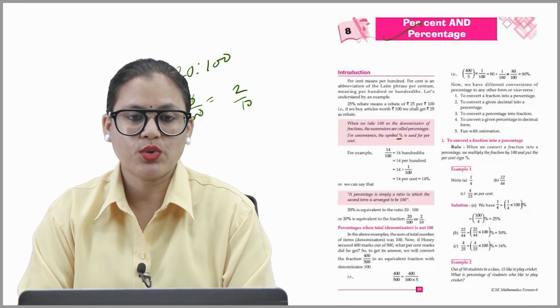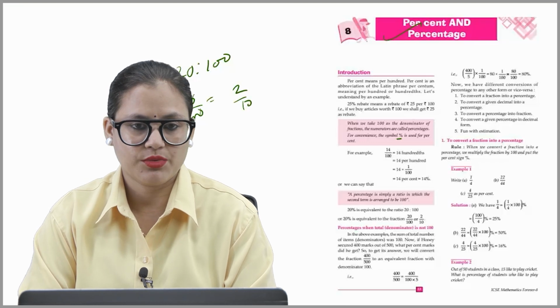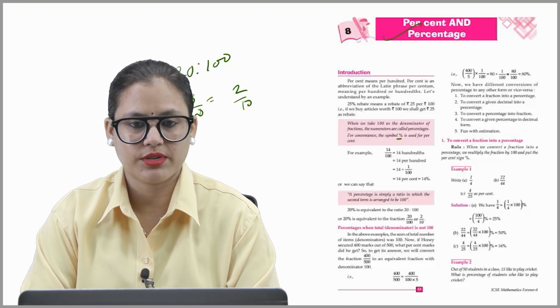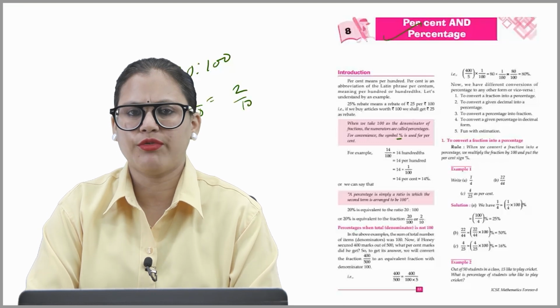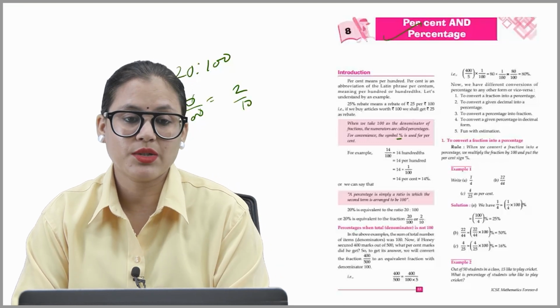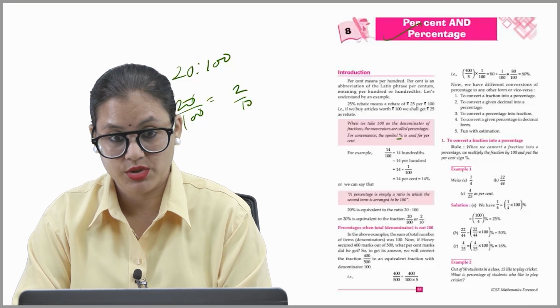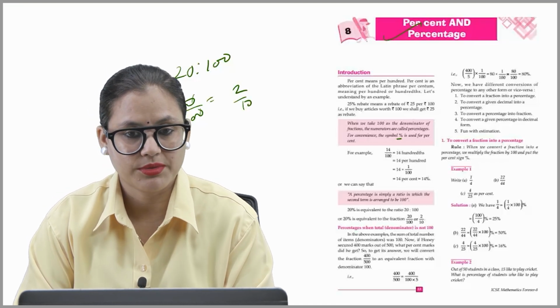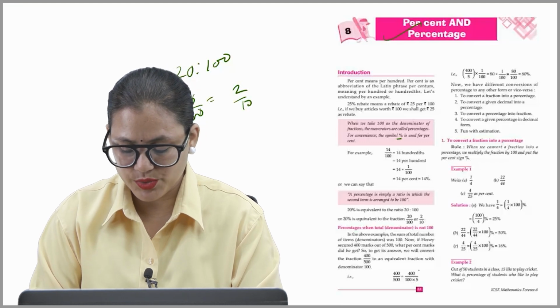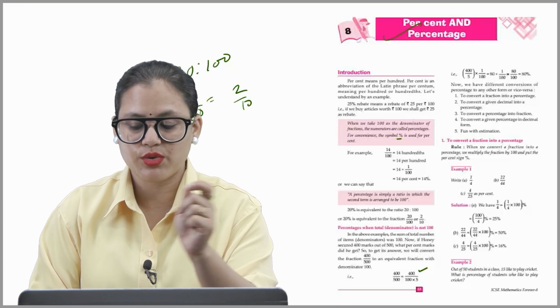Now percentages when the total, that is the denominator, is not 100. In the above examples, the total number of items was 100. Now, if Honey secured 400 marks out of 500, what percent marks did he get? To get that answer, we will convert the fraction to an equivalent fraction with the denominator 100. For example, 400 upon 500 is equal to 400 upon 100 into 5.